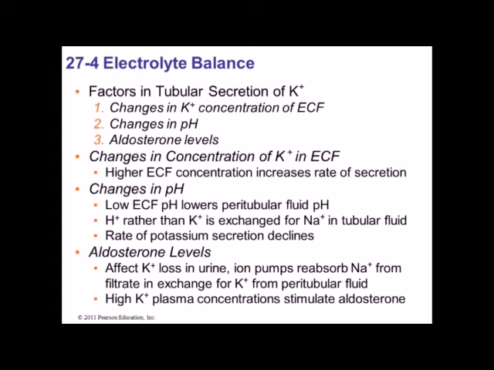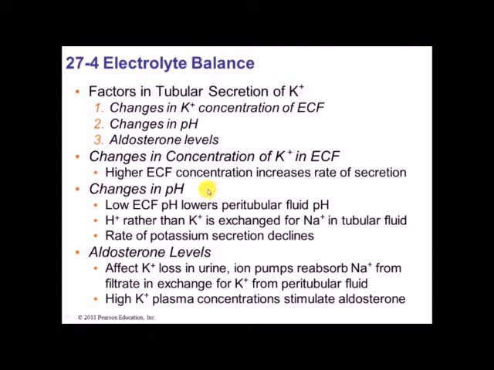So let's look at some factors that play a role in tubular secretion of potassium. Obviously the potassium concentration in your extracellular fluid will determine how much your kidneys are going to excrete. Changes in pH, as I just talked about: a low pH is going to cause the body to get rid of hydrogen ions in exchange for sodium instead of getting rid of the potassium ions. And then aldosterone levels will also factor into the secretion of potassium. With a higher potassium concentration in your extracellular fluid, you increase your rate of secretion, obviously.